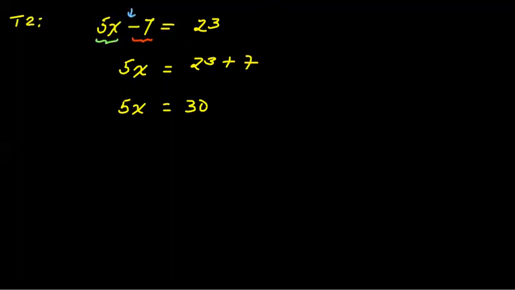I'm familiar with this, right? So what I'm going to do now is remember that the coefficient here is 5. I've got to divide by 5 on both sides. So I'm going to get x is equal to 30 divided by 5. x is equal to 6.